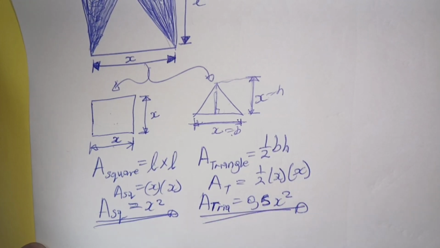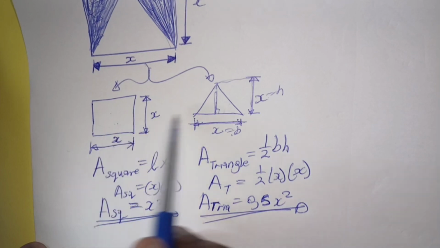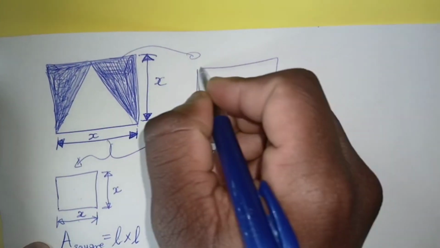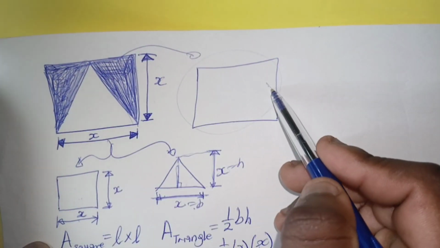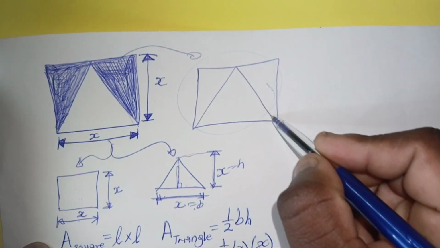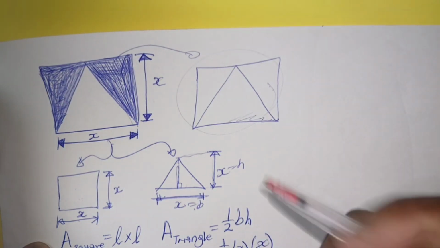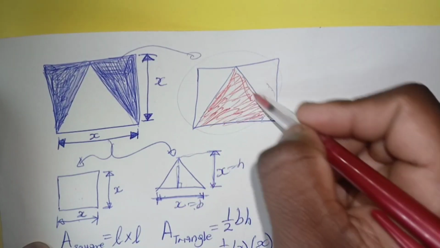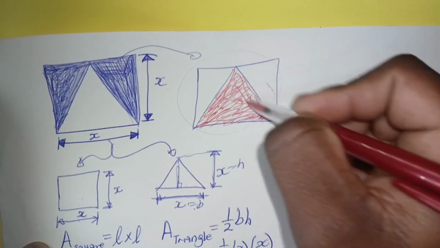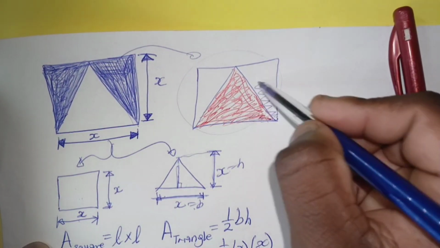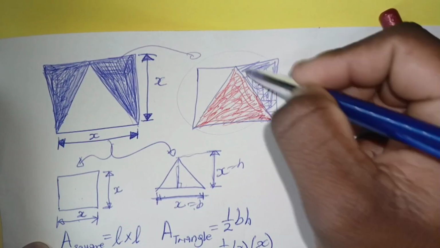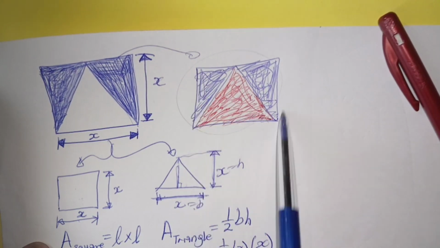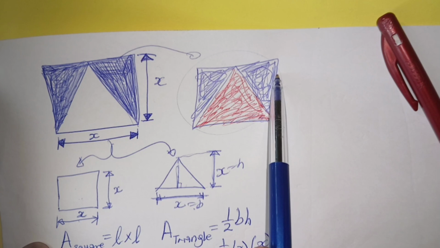So check something, guys. Now you know both of the areas for the square and the triangle. I want you to notice this one is the square. If I'm taking out the triangle from this square, if I'm taking out all this part from the square, I will only be left with all that one. If I'm taking out the triangle from the square, I'll be left with the area of the shaded part.